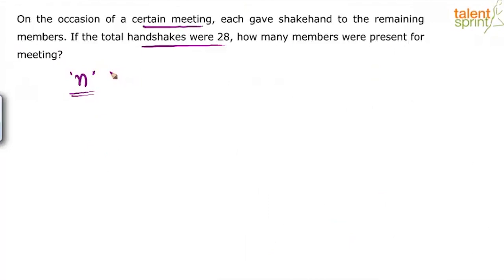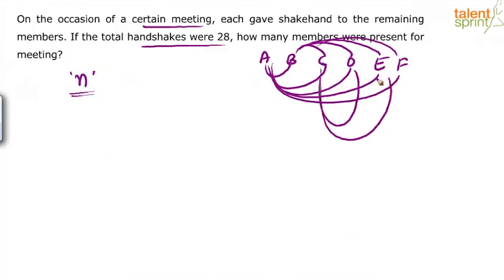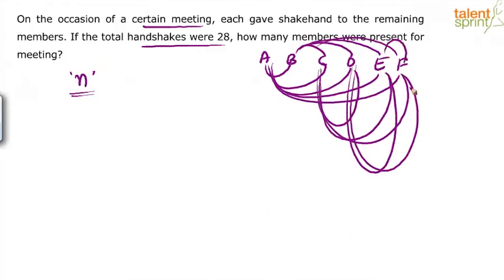You're able to follow? Okay, for example, let's say there are 6 members, A, B, C, D, E, and F. What happens? A will shake hands with B, with C, with D, with E, and with F. B would shake hands with C, D, E, and F. B will not shake hands with A again because A and B have already had a handshake, right? And then C will shake hands with D, E, and F. D would shake hands with E and F. And E shakes hands with F.